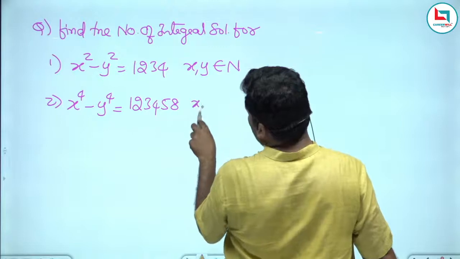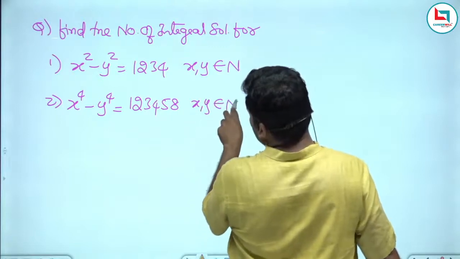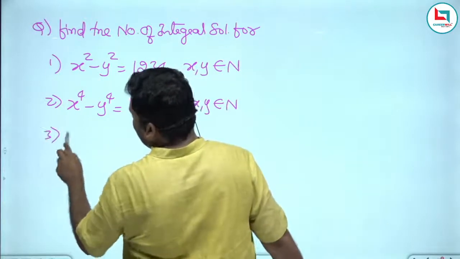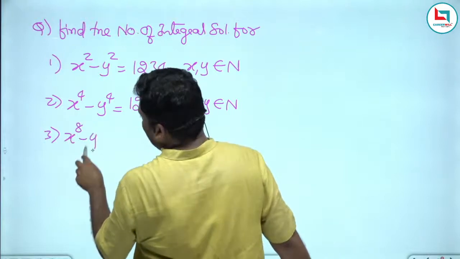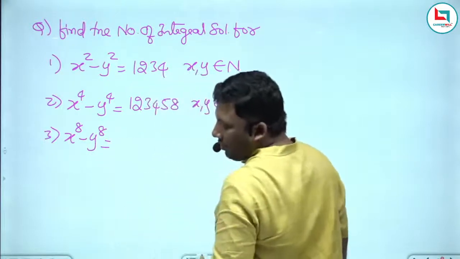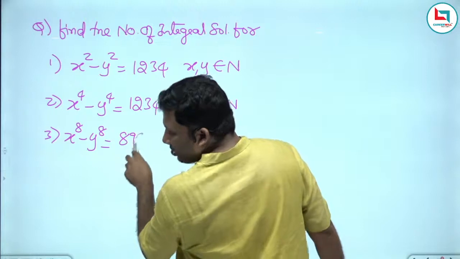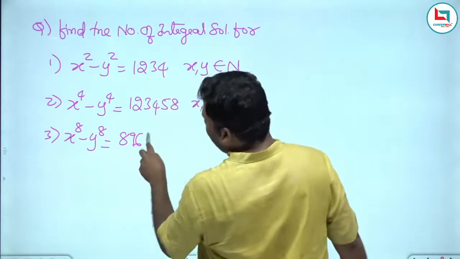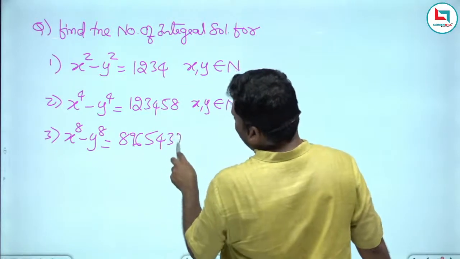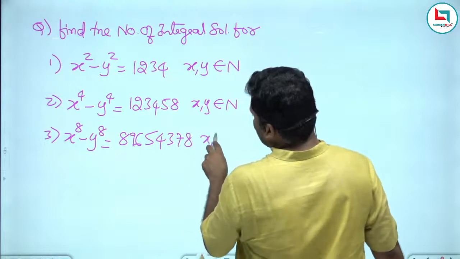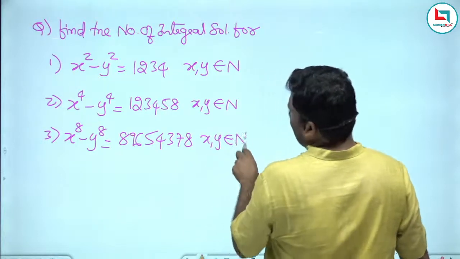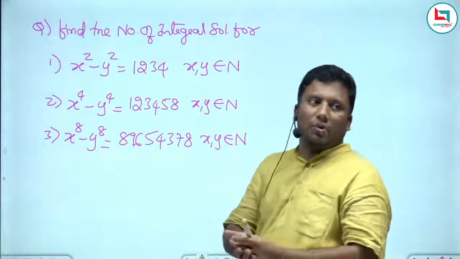This is exact model question. x, y are natural numbers. Third one, x power 8 minus y power 8 equivalent to 896, 54378. x, y are natural numbers. Very, very important model, sir.